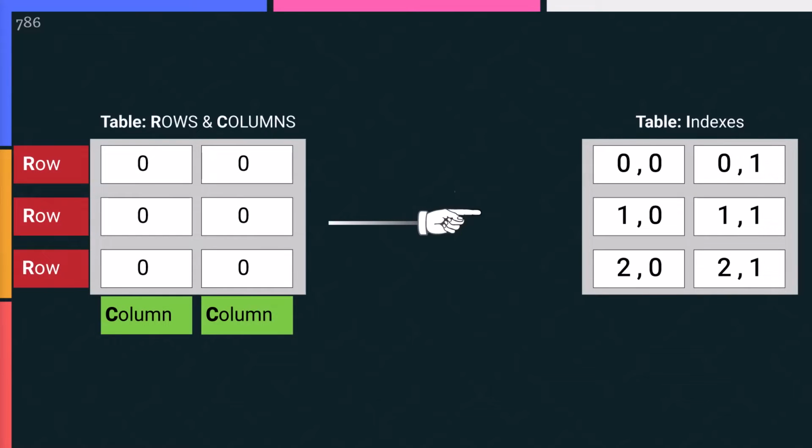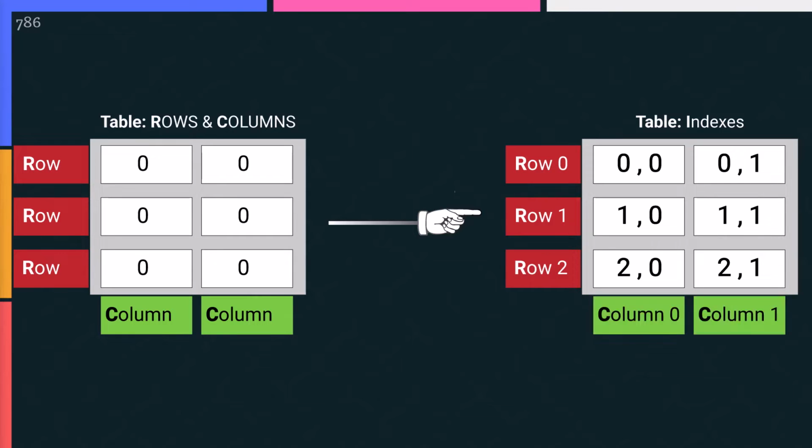Look at this image. These are the index values for this array. 3 rows, 2 columns. The element names in row 0, this one, all have a first index 0. And the element names in column 1, which is this one, all have a second index 1. Do you see the pattern?